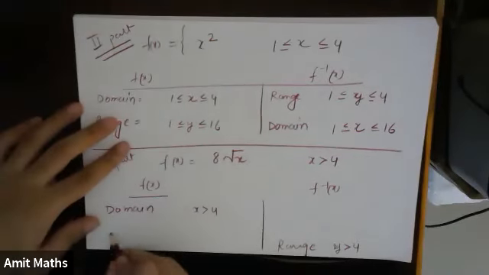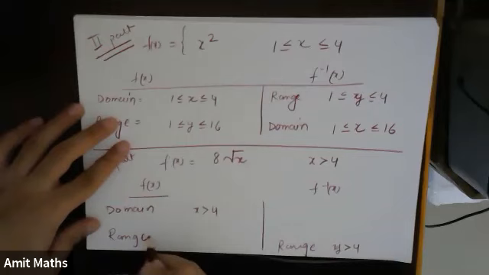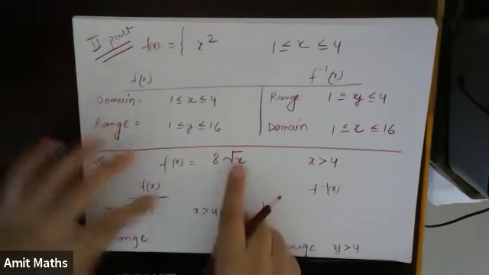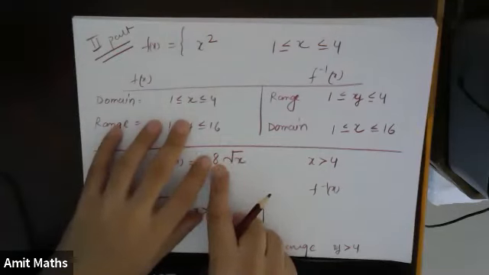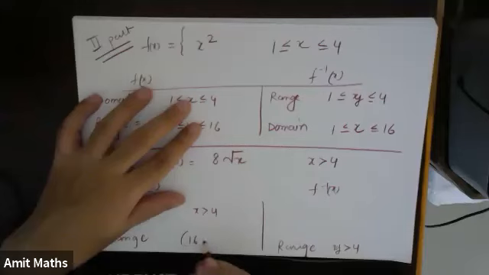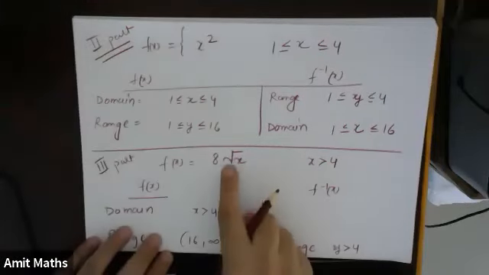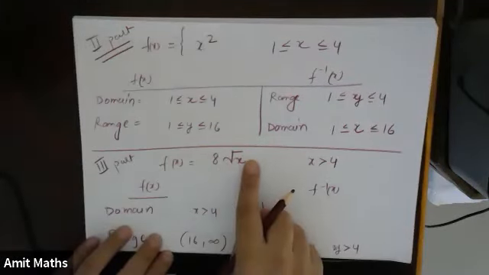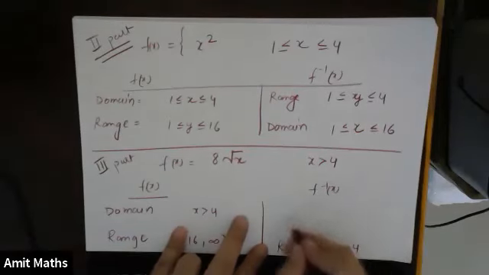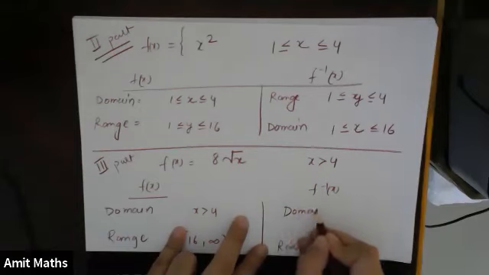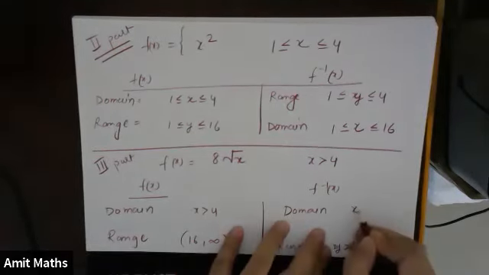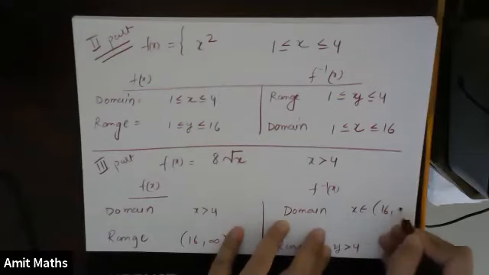Fine. Range of f of x: x is greater than 4. So when I substitute 4 here, this is 8 into 2, 16. So the range will be 16 to infinity, because as I increase x, 8 into root x will keep on increasing. Understood? So what will be the domain of f inverse of x? The domain of f inverse of x will be exactly the same as this one. So this will be x belongs to 16 to infinity.